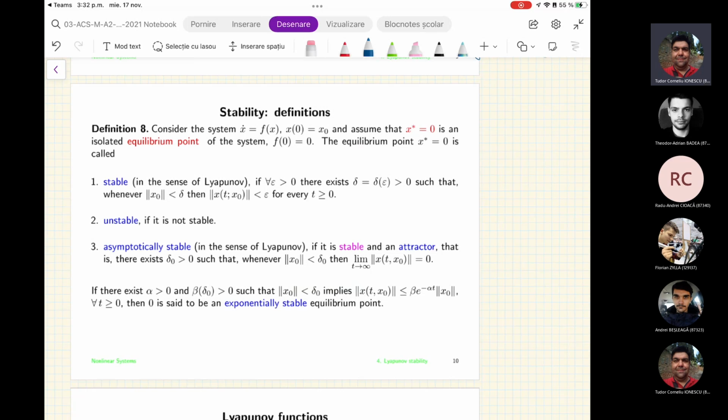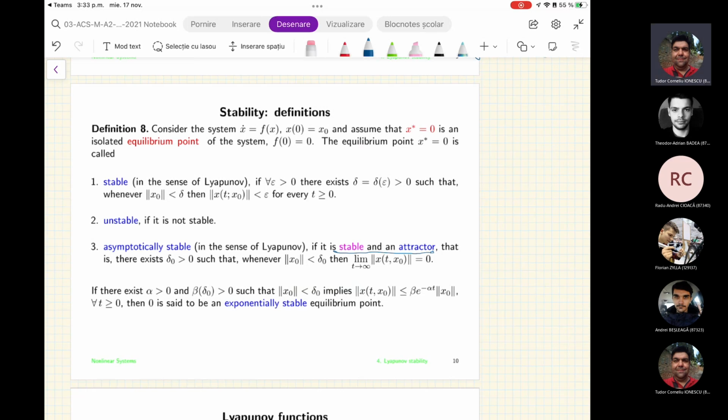Asymptotically stable in the sense of Lyapunov is stable and an attractor. You remember the definition of attractor from the first order case. So the equilibrium point x star equal to 0, the origin, is a stable equilibrium point, asymptotically stable of course, in the sense of Lyapunov. We are not going to repeat this "in the sense of Lyapunov" any longer because we understand now.